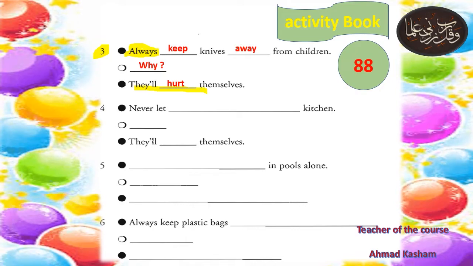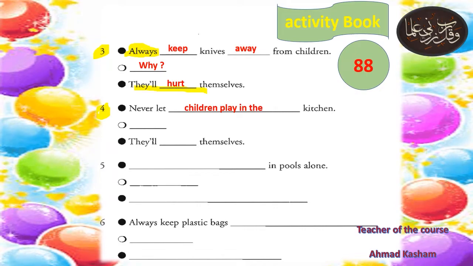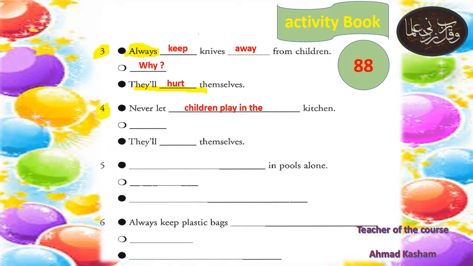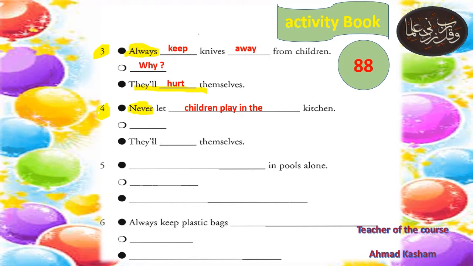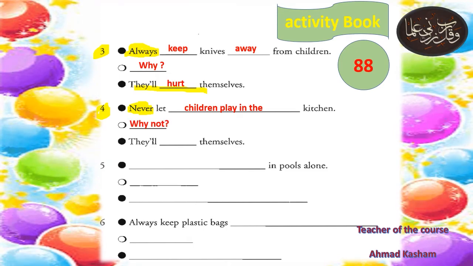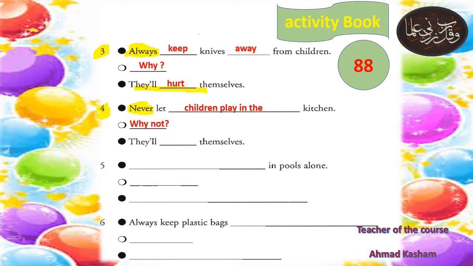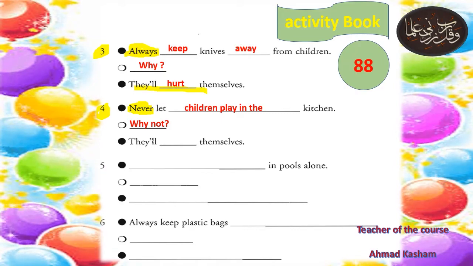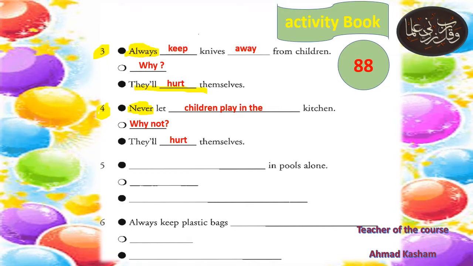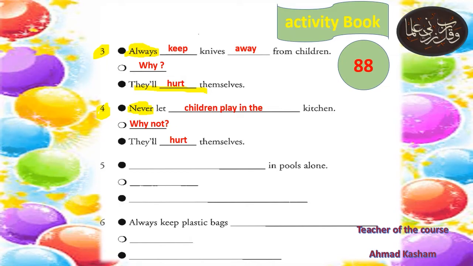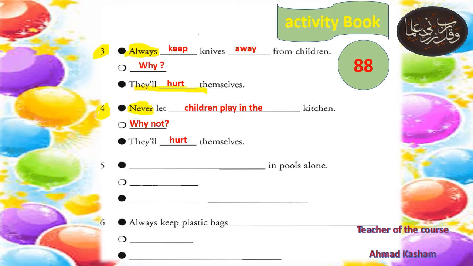Number 4. Never let children play in the kitchen. Here we started our warning with never. How should I ask about the reason? With why not? Because I started my warning with never. Why not? أبدا لا تدع الأطفال يلعبون في المطبخ. لما لا؟ I will provide the reason. They'll hurt themselves لأنهم سيؤذون أنفسهم بالسكاكين أو بالأكياس النايلو.